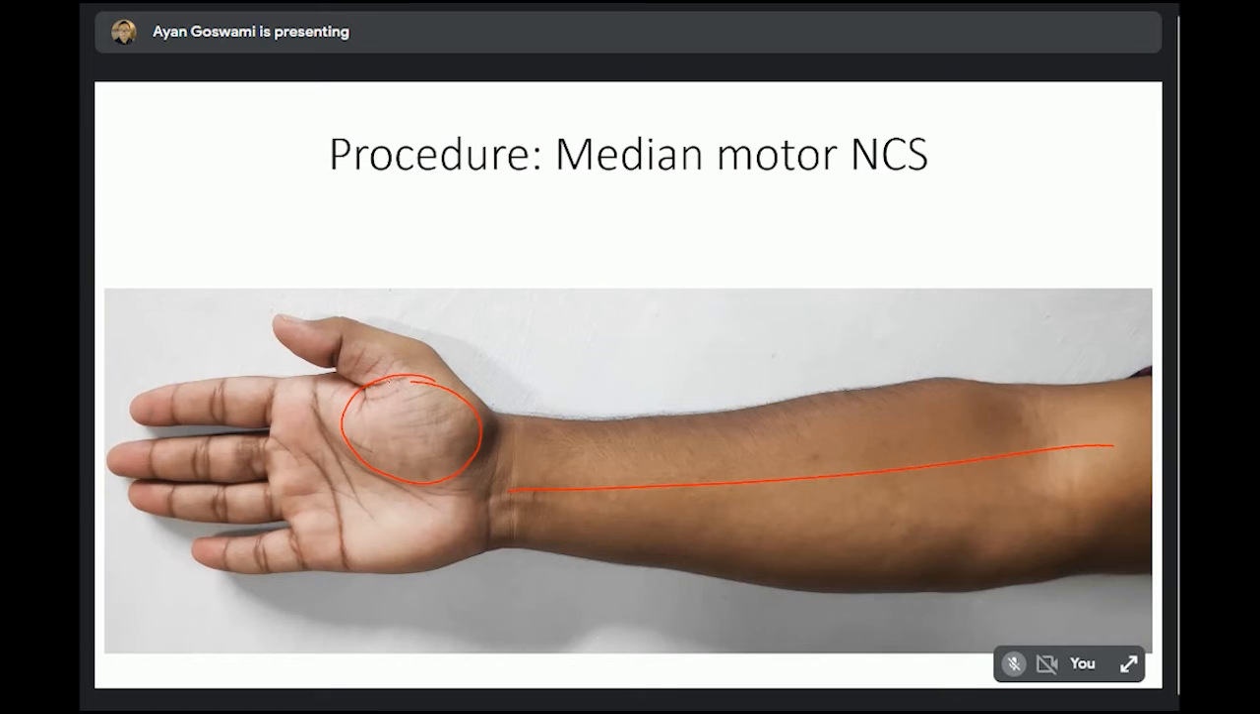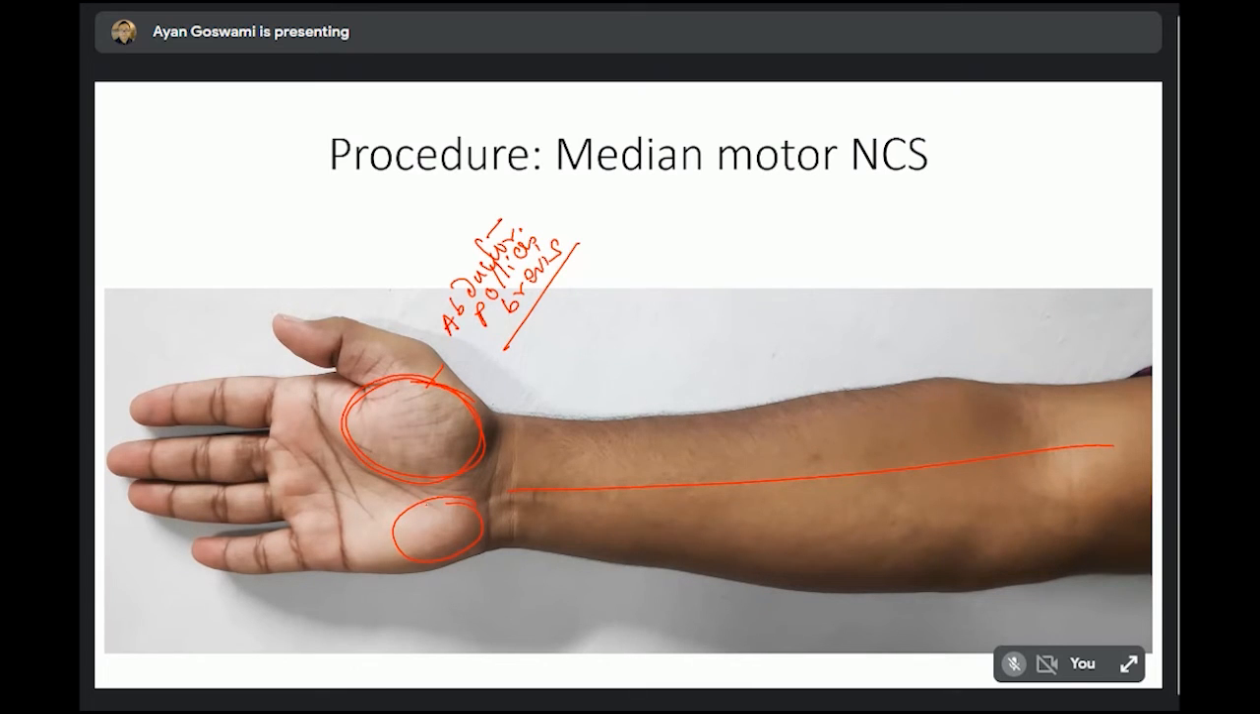Okay. So this muscle is abductor pollicis brevis, right? This eminence is called the thenar eminence, and this eminence is called the hypothenar eminence, correct? And this muscle on the thenar eminence, abductor pollicis brevis, is supplied by the median nerve, correct?